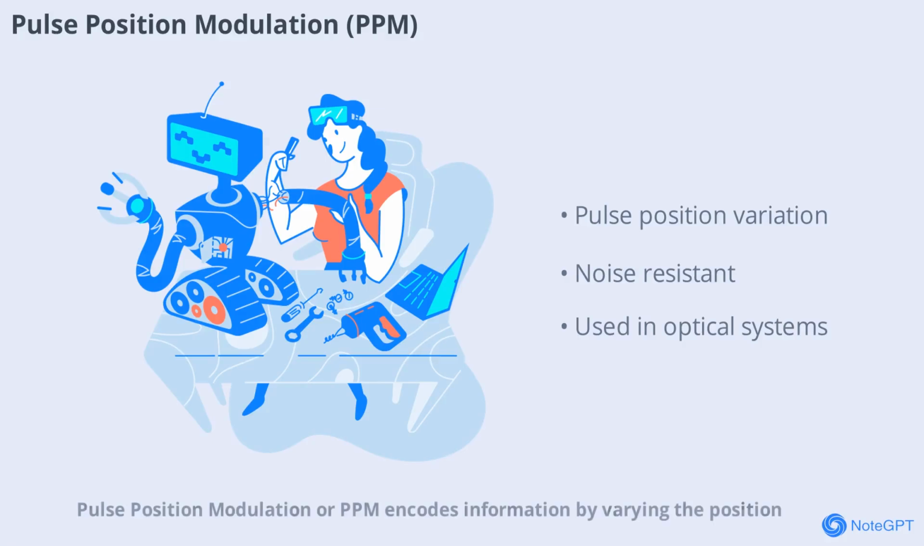Pulse position modulation, or PPM, encodes information by varying the position of each pulse relative to a reference. PPM is less susceptible to noise compared to PAM and PWM, making it suitable for optical communication and remote control systems. Its unique approach to encoding data provides advantages in specific environments where timing accuracy is critical.